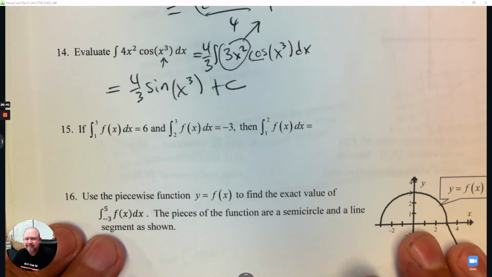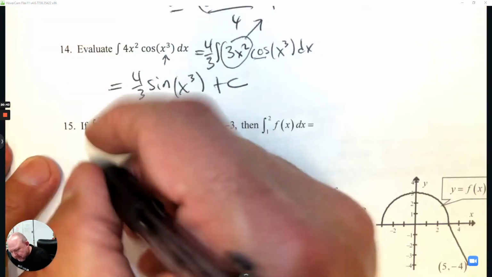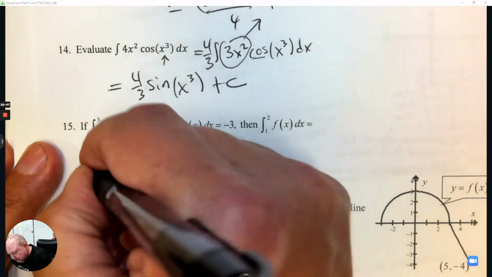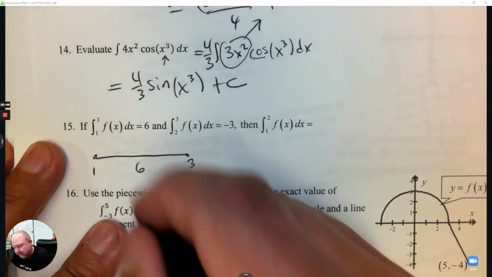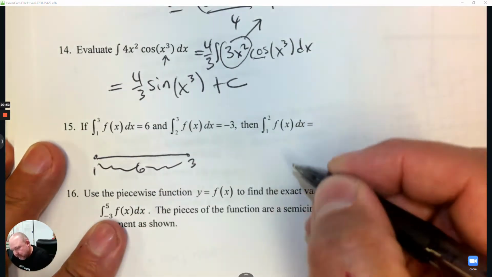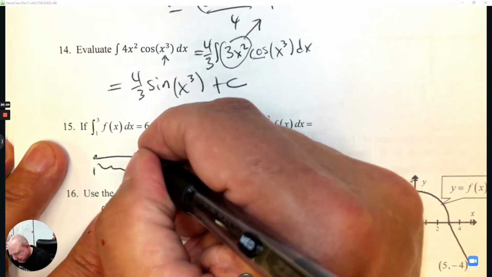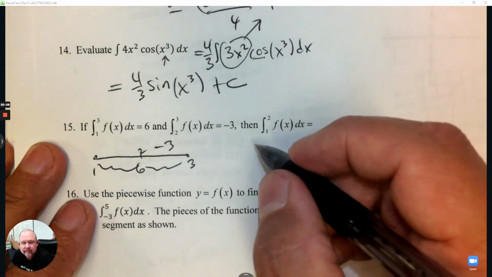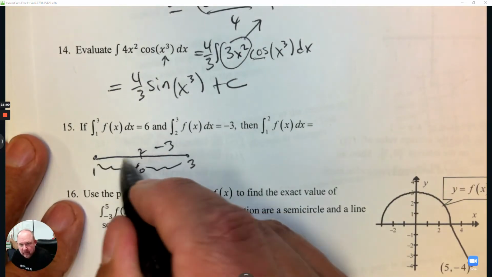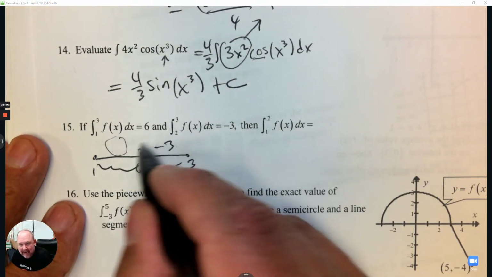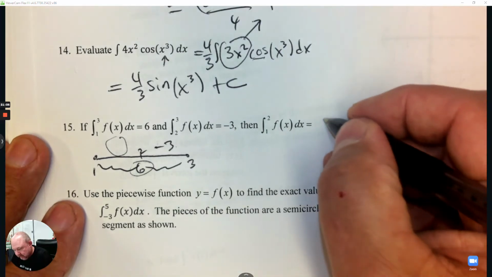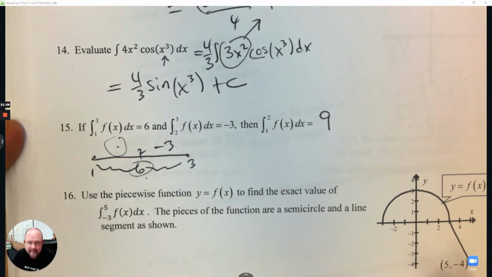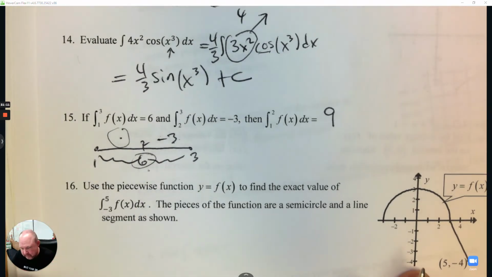Number 15. All right, I think this helps with the number line. So from 1 to 3, the answer is 6. From 2 to 3, the answer is negative 3. So then what's the answer from 1 to 2? So what number, when I add it together, gives me 6? So this must be 9, because 9 take away 3 gives me 6. So I think with the number line, it's easier to see.